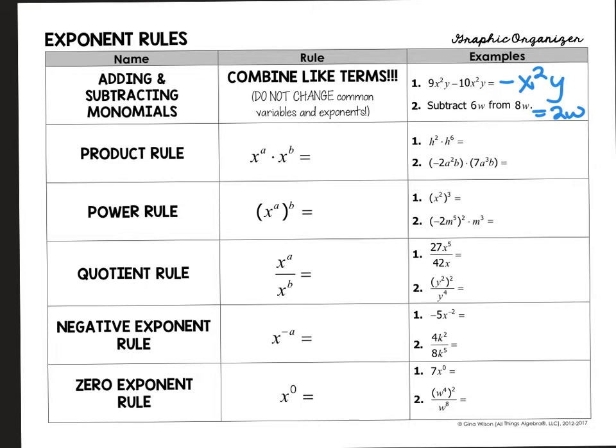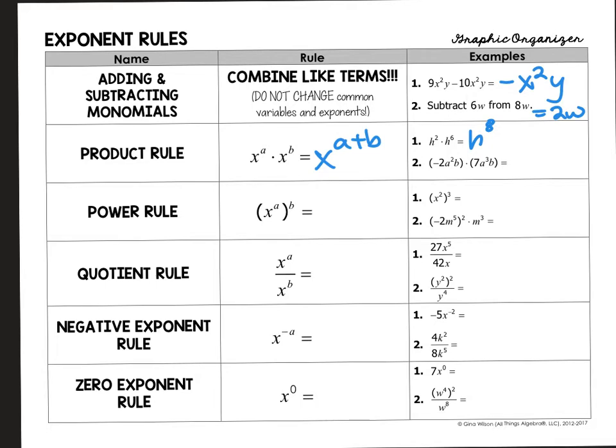And what the product rule tells us is when you have two exponents with the same base, which is the same big number, you can combine them by adding the exponents together. So x to the a times x to the b becomes x to the a plus b. Okay? So what that means is h squared times h to the sixth would become h to the eighth, because 2 plus 6 is 8.